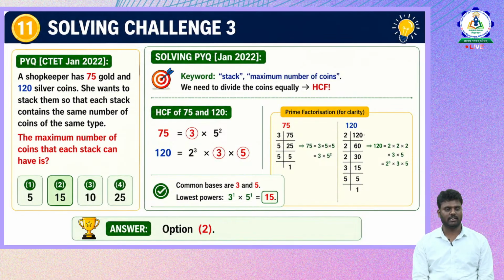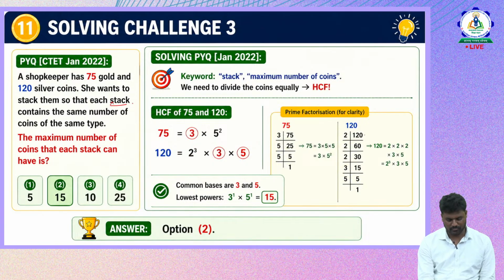What they are asking here: a shopkeeper has 75 gold coins and 120 silver coins. He wants to stock them so that each stock contains the same number of coins of the same type. What is the maximum number of coins that each stock can have, whether it is 1, 15, 10 or 25? Let us see now. What is the keyword? Try to identify the keywords.